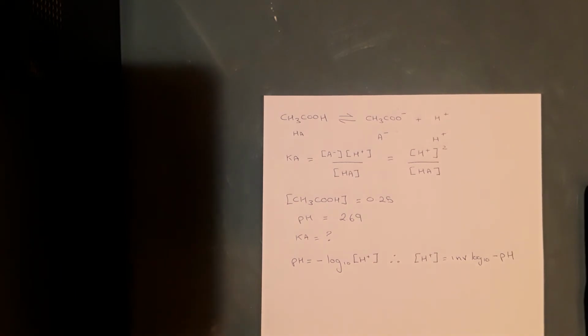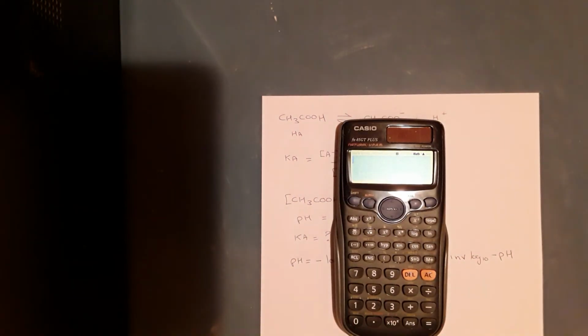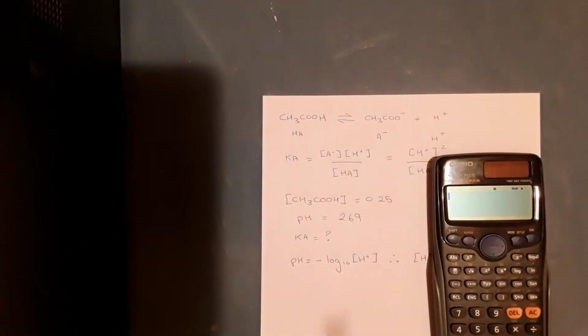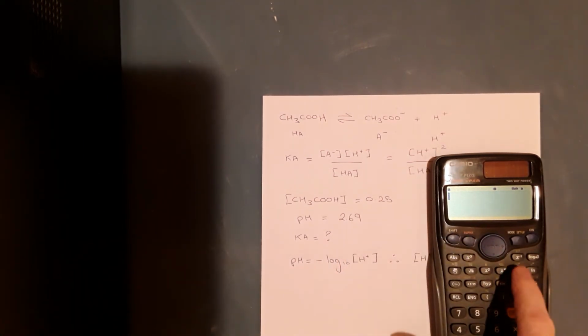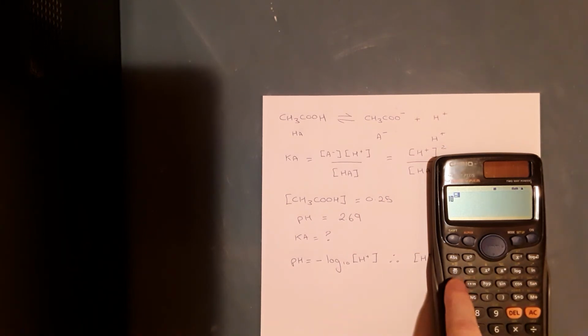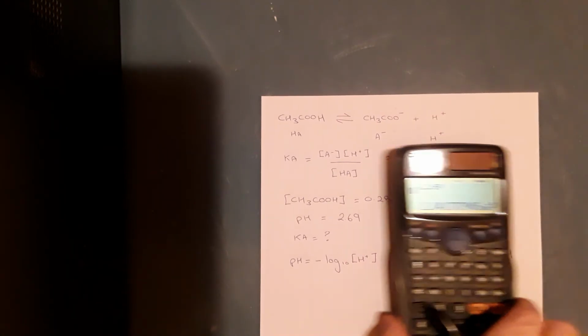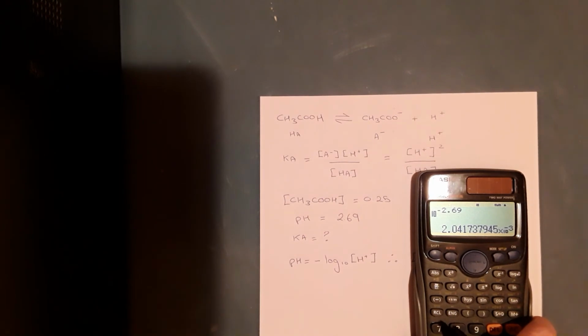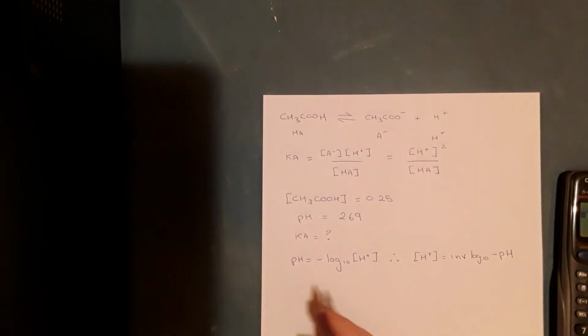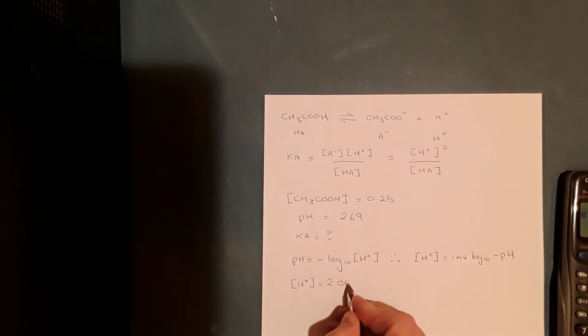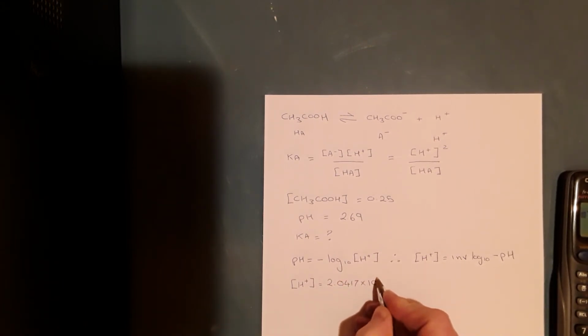I've got my trusty calculator here, very similar to the ones that you've got, so we're going to have a go at this. The pH is 2.69, so I click shift log, minus, 2.69, equals, and there you can see 2.0417 times 10 to the minus 3. So we know that our hydrogen ion concentration equals 2.0417 times 10 to the minus 3.